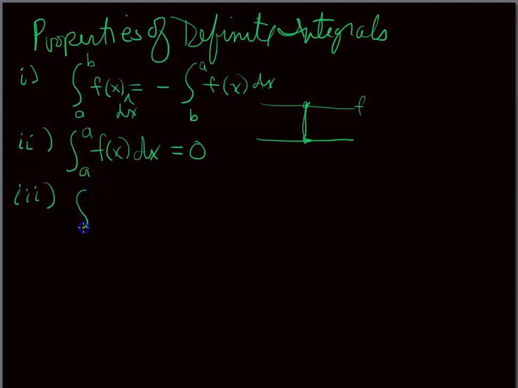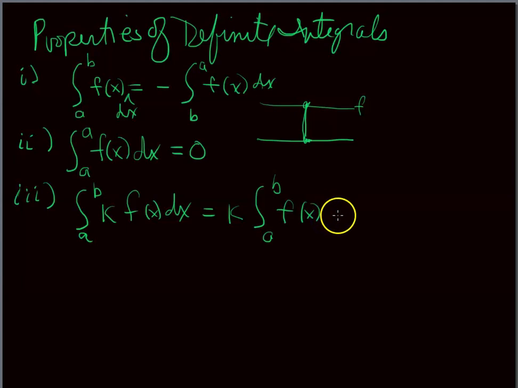The integral from a to b of some constant k times a function f of x dx. You can pull that constant out, just like you can for the summation, from a to b, and just worry about the function f of x. It'll make it a little easier.